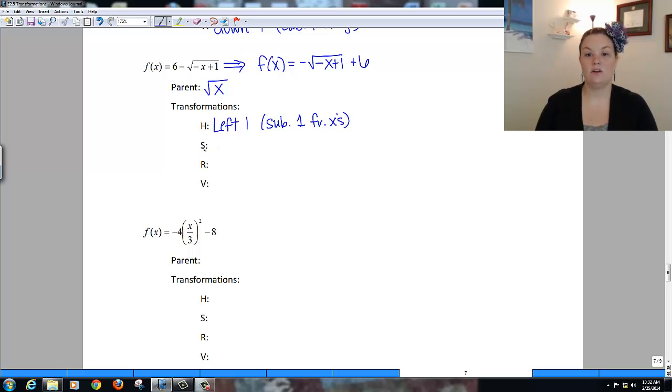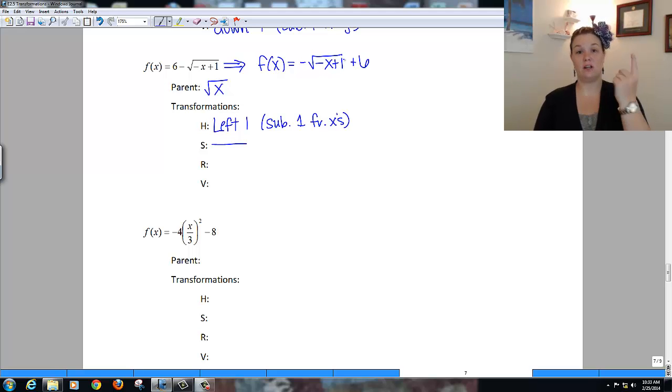Okay, then I look for stretch and compress. Notice I'm not multiplying by a number on the outside of my function. I'm not multiplying my x by a number. So that means we have no stretching, no compressing. Okay. I look for reflections, which are negatives. Here I have a negative outside the function and I have a negative inside the function, which means I have a reflection about the y-axis and about the x.